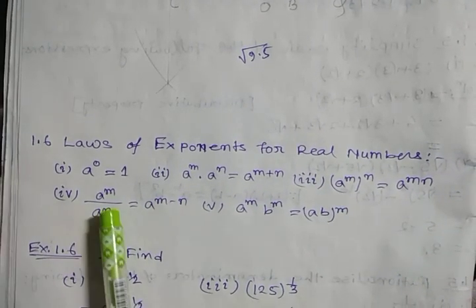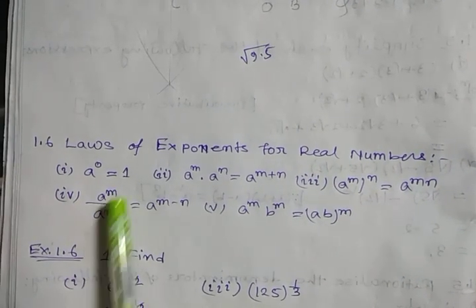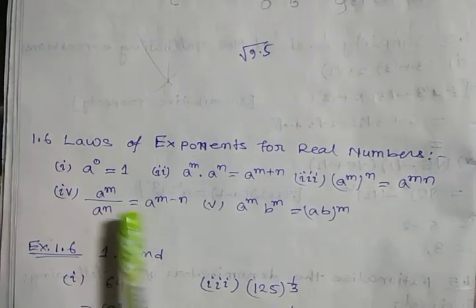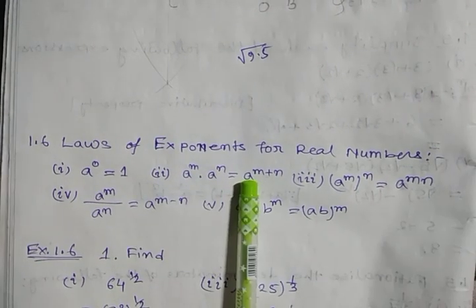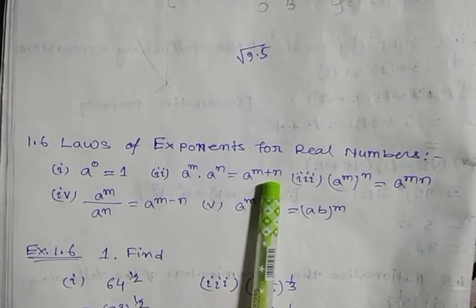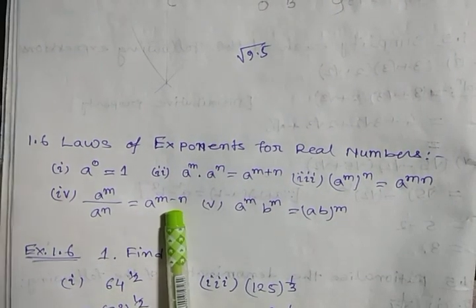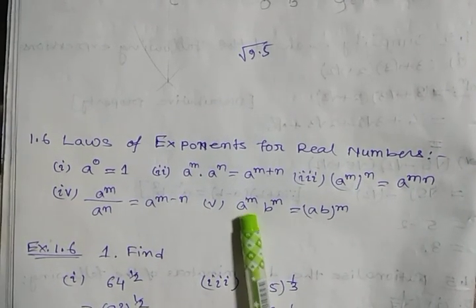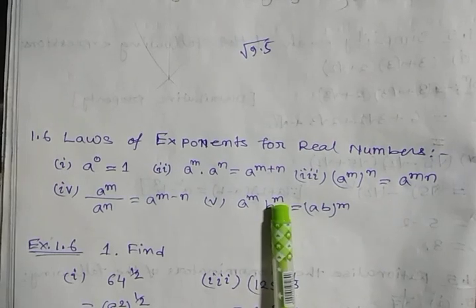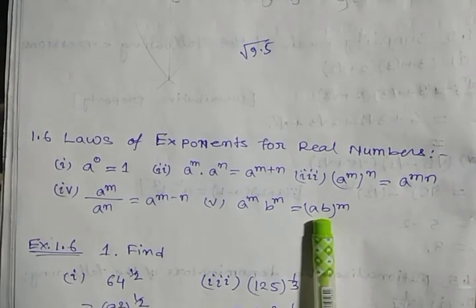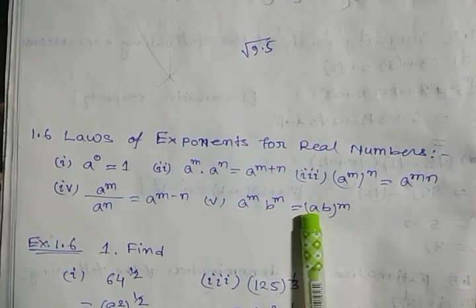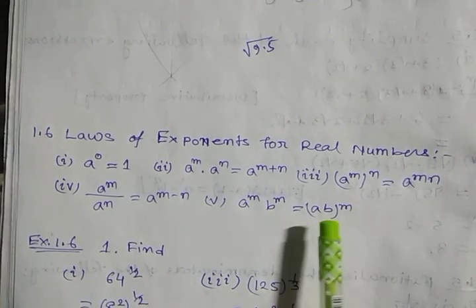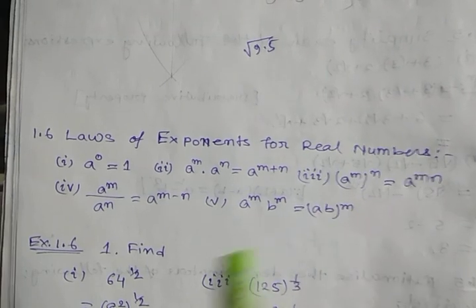Number 4, if we divide a to the power m by a to the power n, if bases are same and powers are different, the powers will be subtracted. In multiplication we take the sum of the powers, and here we have to subtract the powers. So m minus n. Last, number 5, a to the power m, b to the power m. If bases are different but powers are same, on the right side it will be ab to the power n. So the base will be in product, the power will be the same. So a to the power n, b to the power n is equal to ab whole to the power n.